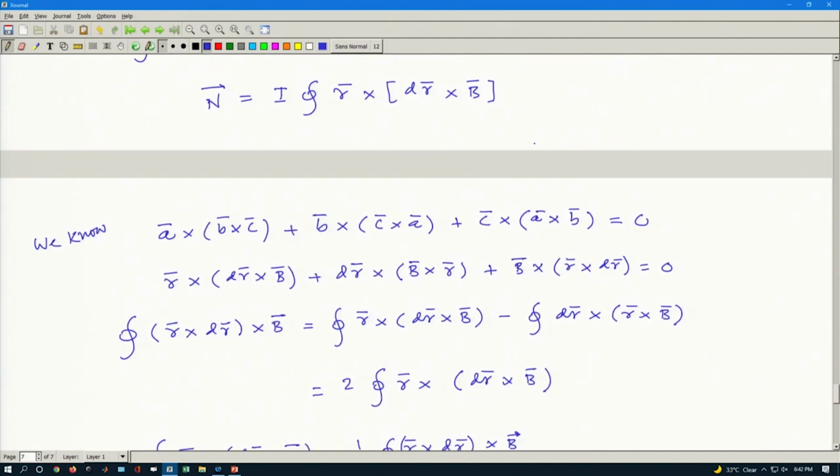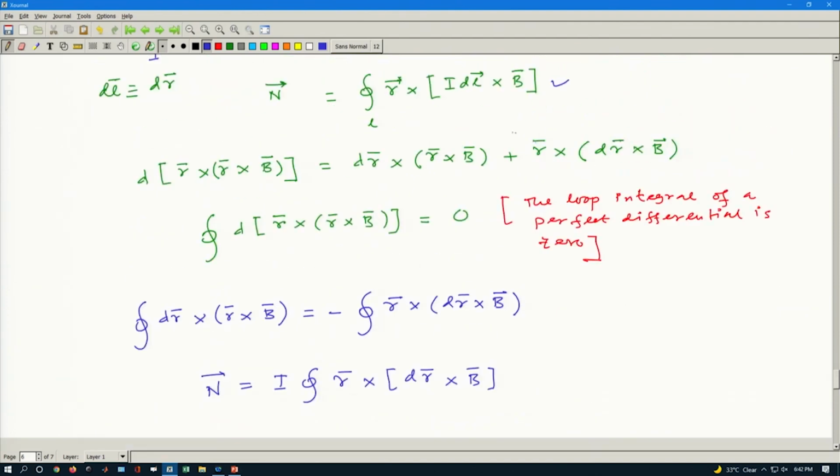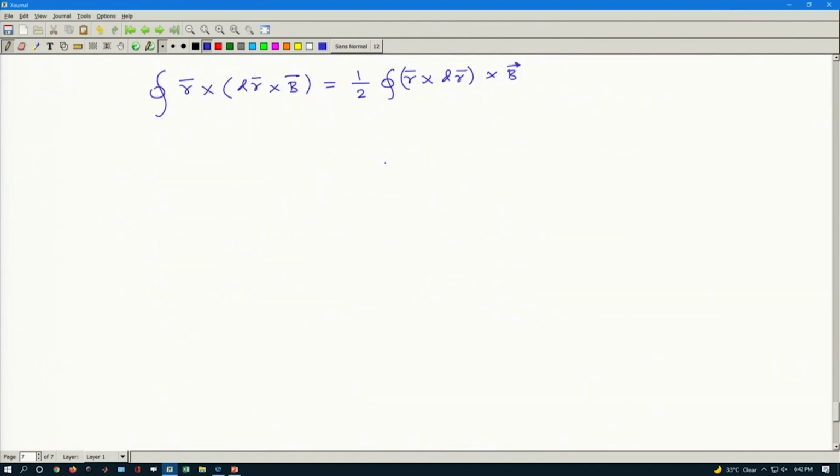So, N is eventually, so what was the value of N, that is r cross. So, I can put I outside. So, here N, simply the torque, is I divided by 2, and then closed integral, then we have r cross dr cross B. So, B is constant here, you should note.